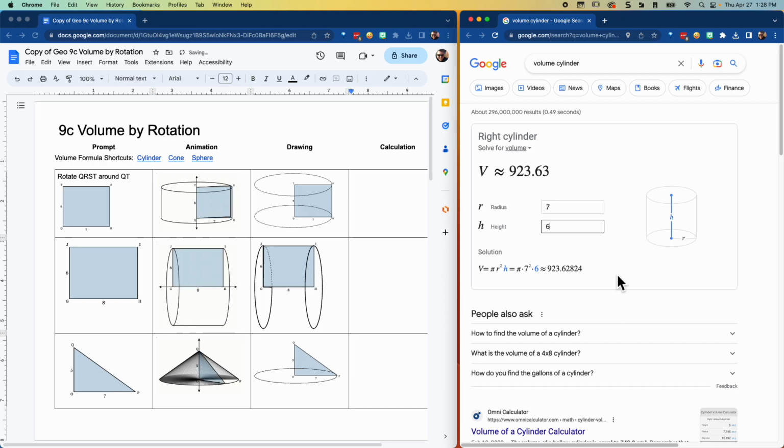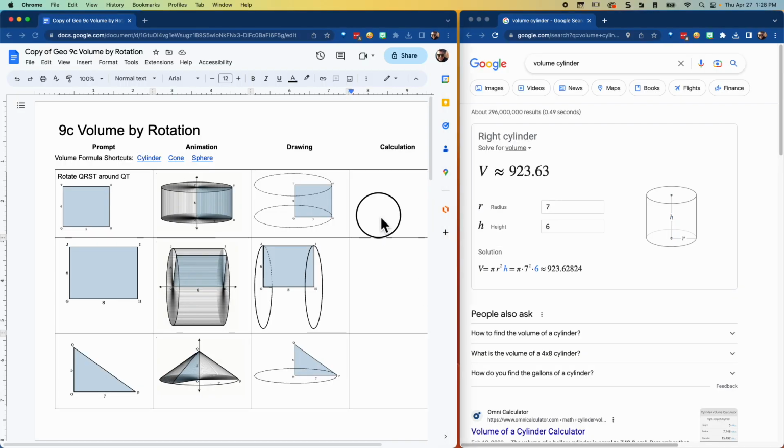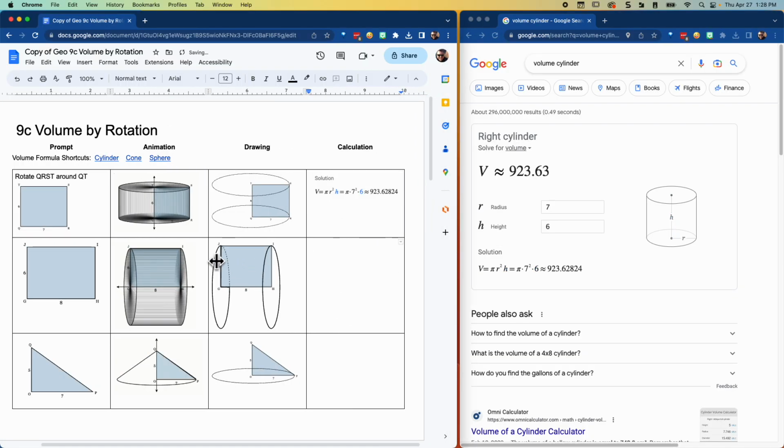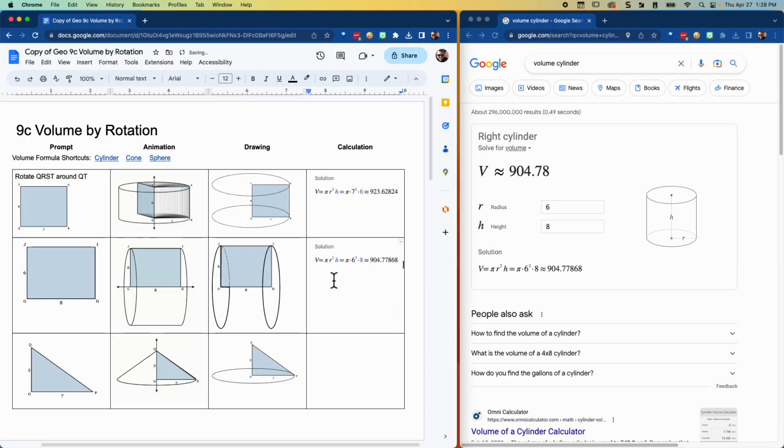Let's try that again. We'll make sure it's going to our clipboard. Perfect. Now for this next one, it's rotating more in a vertical direction. So if it's rotating in a vertical direction, now my vertical line is going to be the radius and my horizontal line will be the height. So my radius will be 6 and my height will be 8. And there we go. I screen capture that and put my calculation in there.